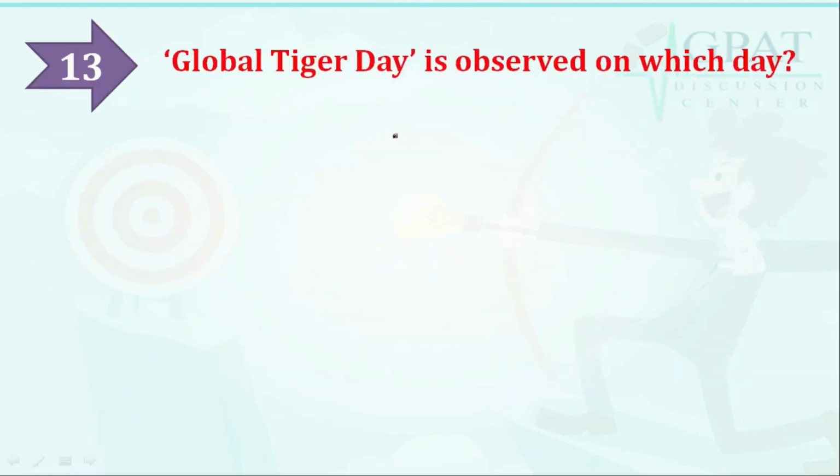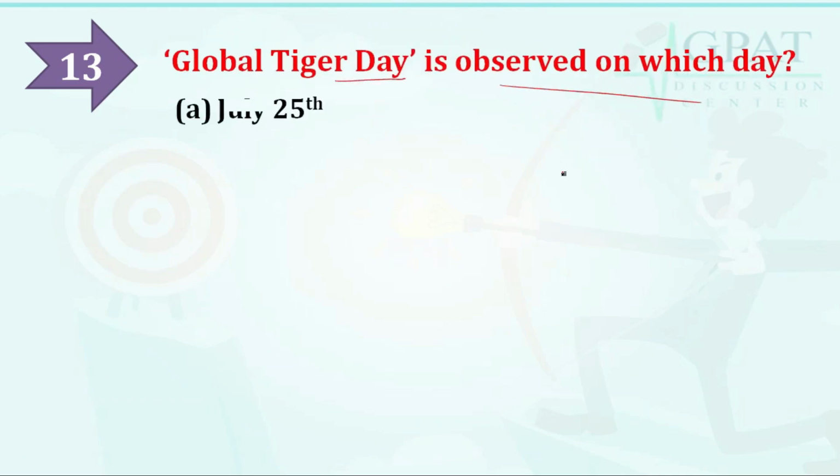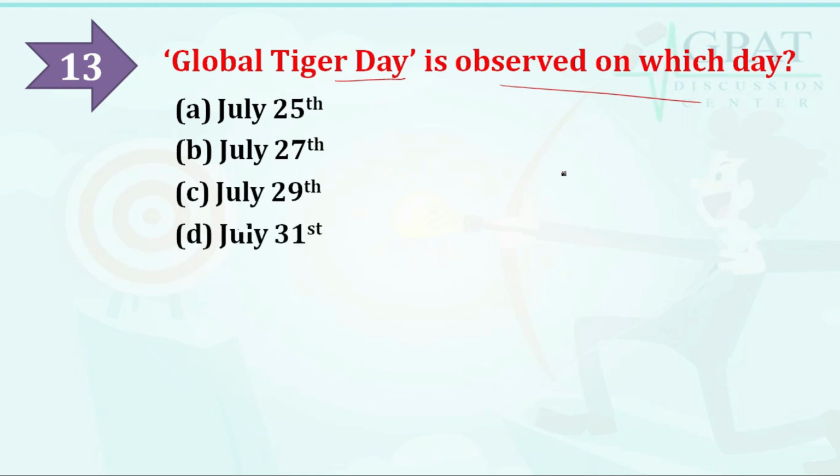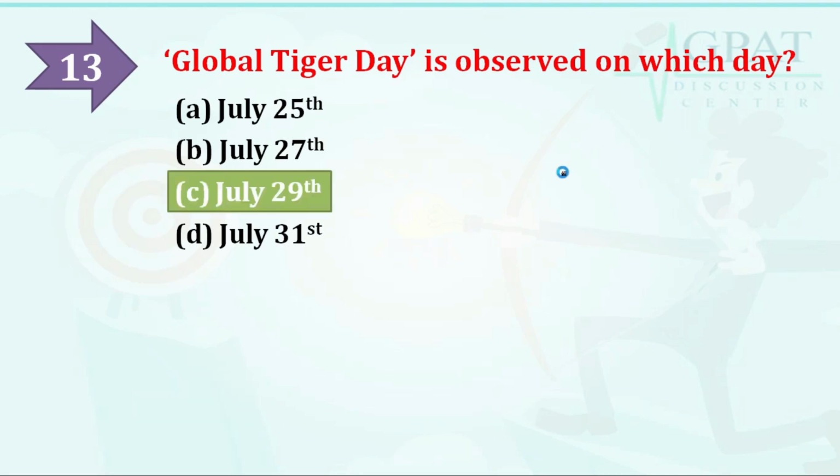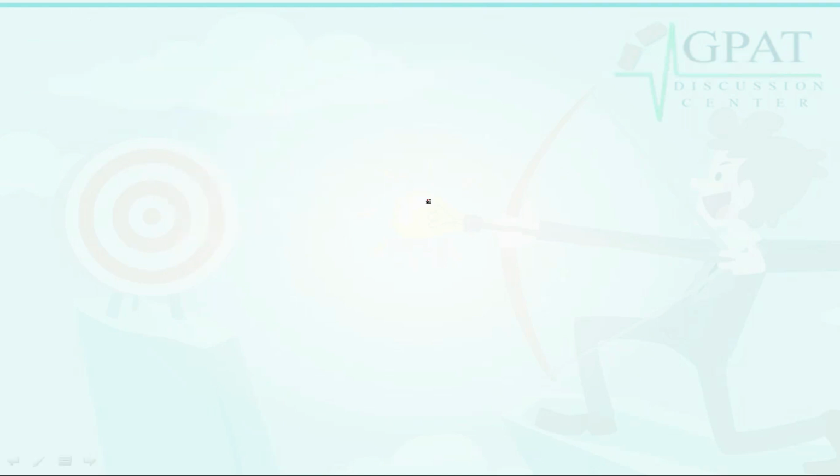Now the next question is, Global Tiger Day is observed on which day? The options are: option A July 25th, option B July 27th, option C July 29th, option D July 31st. The correct answer is July 29th. Global Tiger Day is observed on July 29th.